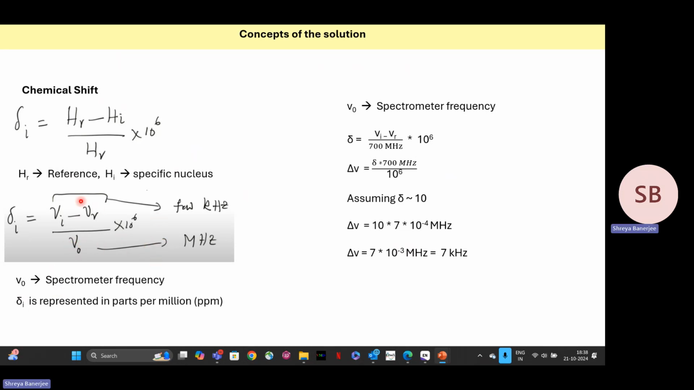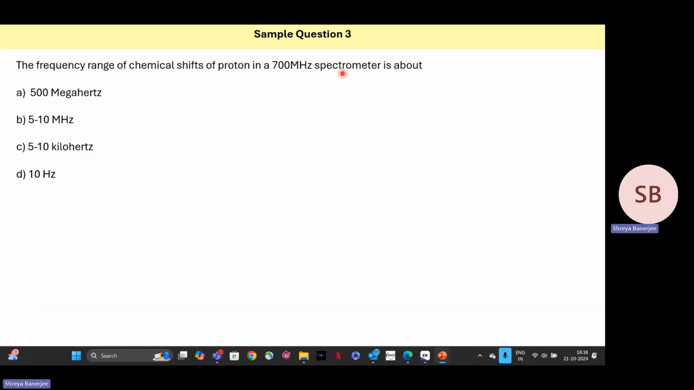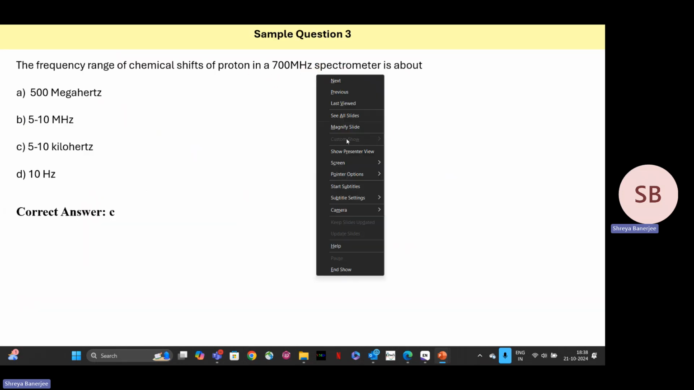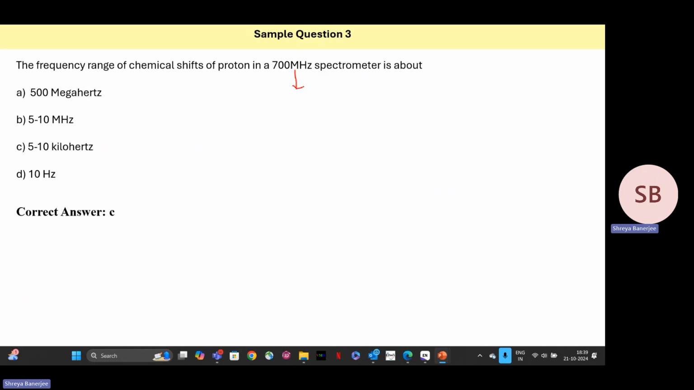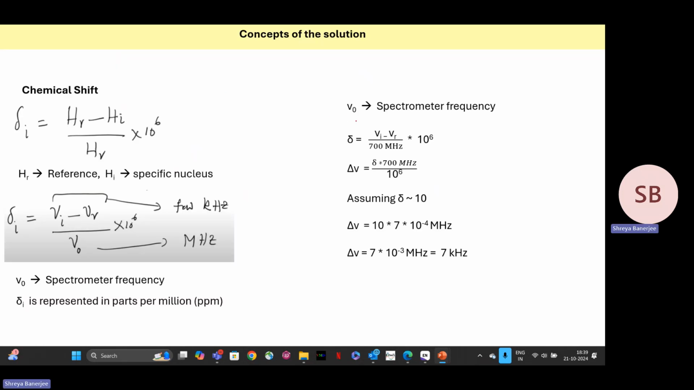Once we know this, now we will apply what is given in the question. The question says that the spectrometer is 700 megahertz. So this is your nu 0. Nu 0 is given as 700 megahertz in the question.